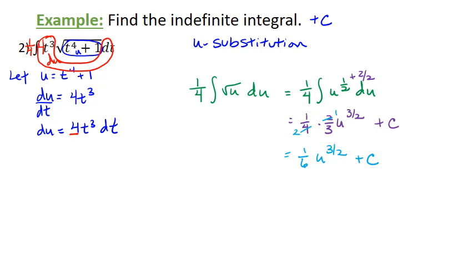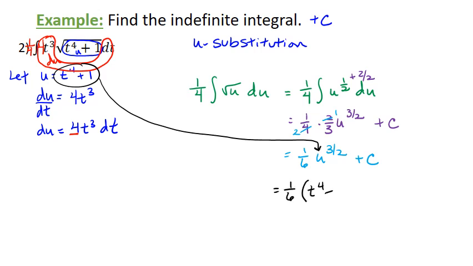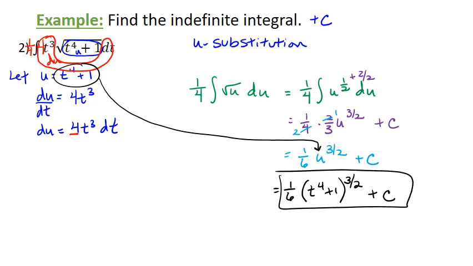And then I want to plug this value for u back in. So I know u was t to the 4th plus 1, so I'm going to take that and plug that back in. So my final answer is 1/6 times the quantity t to the 4th plus 1 to the power of 3/2 plus c. And that gives me my final answer.